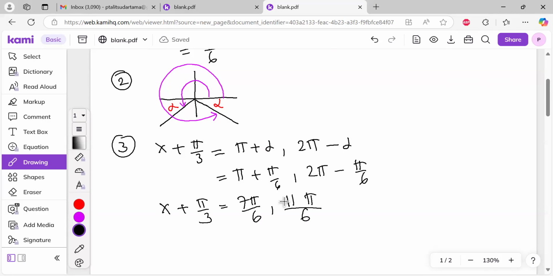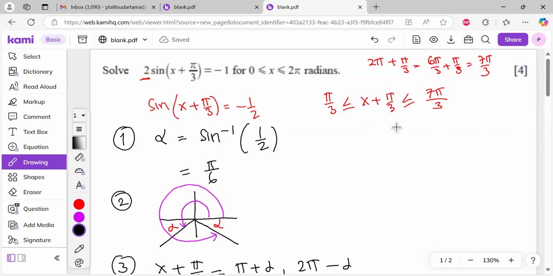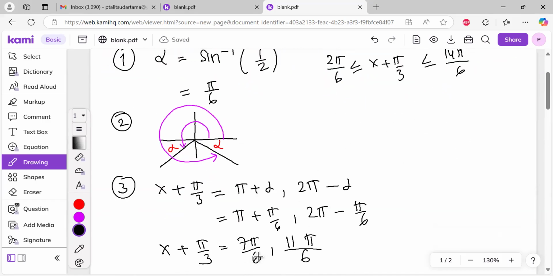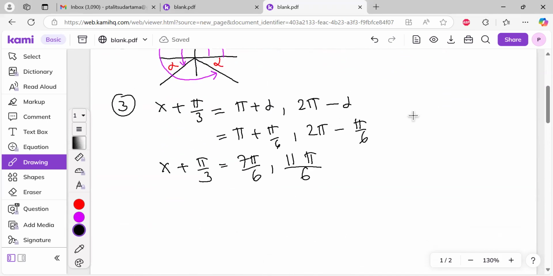But now before that, you need to check first. If you look at our new interval, this is in terms of 6 and this is in terms of 3, right? So let me make it in terms of 6 also. So this will become 2 pi over 6 less than or equal to x plus pi over 3 less than or equal to 14 pi over 6. So then it's easier for us to compare, yes? So far, our answer is 7 pi over 6. As you can see, it is still within this interval, meaning that this is accepted.